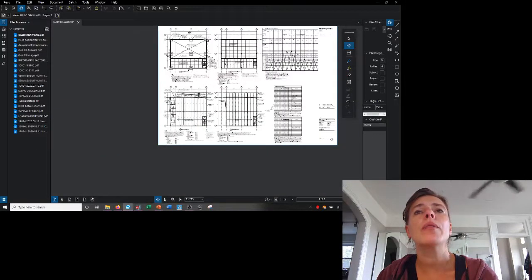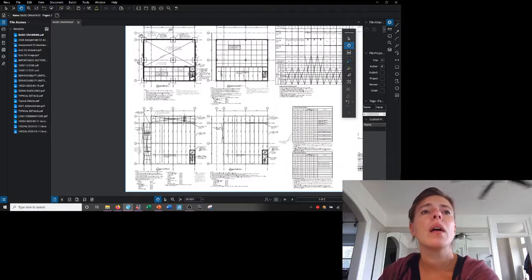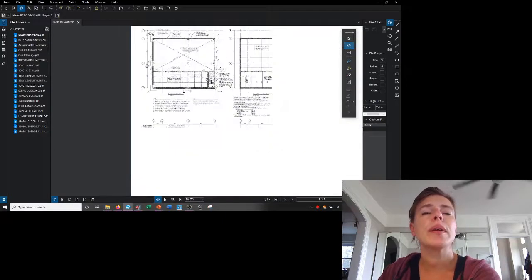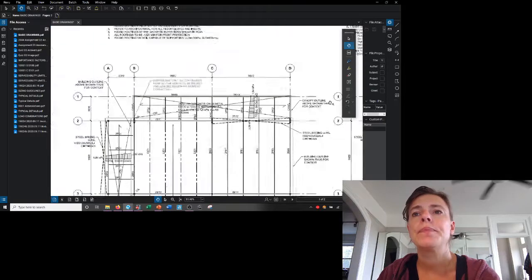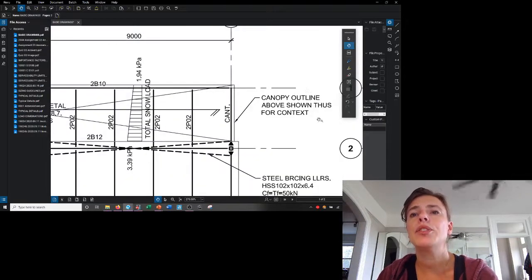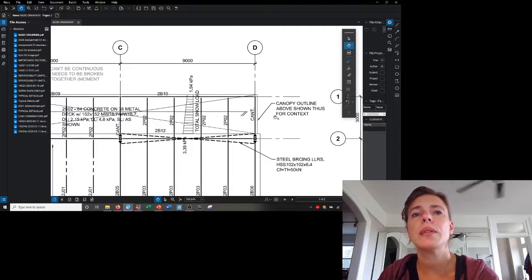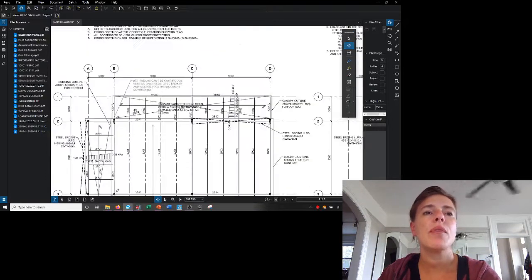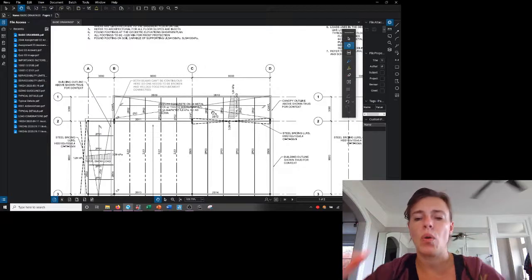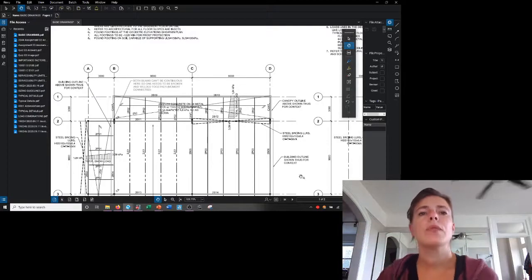Our outline for our building before stopped at grid line 2. So it looks like this zone here doesn't have an envelope around it because there's no foundation below it. Canopy outline above shown thus for context. So it looks like this is a canopy. And look over here, it says -250. It looks like this zone is dropped relative to this zone.